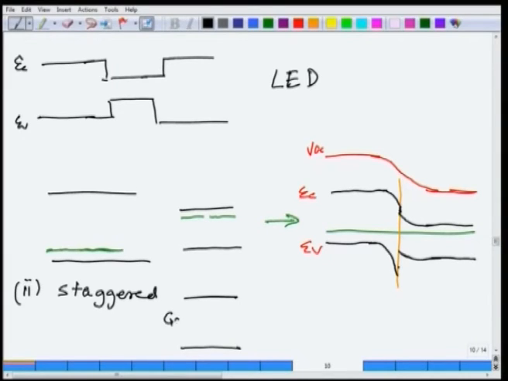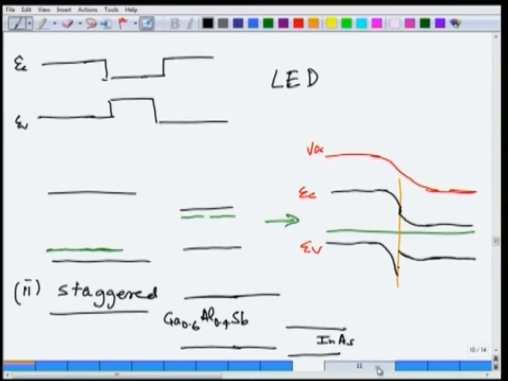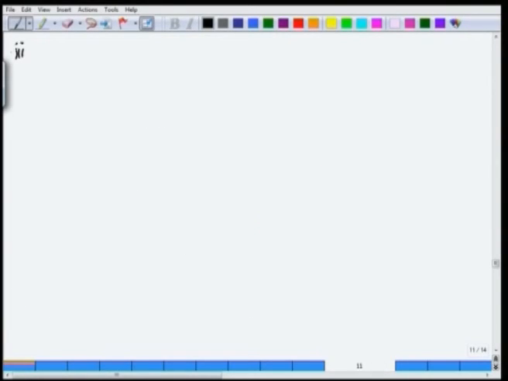For example, gallium 0.6, aluminum 0.4, antimony. This is a compound semiconductor, and another semiconductor which is indium arsenide. This is the staggered type. I will ask you to try to draw the band diagrams in such cases. What I will do is one more attempt toward the third one, which is the broken type, and this will be my last example.